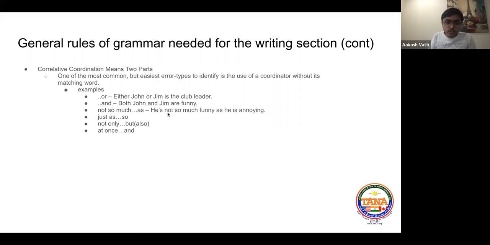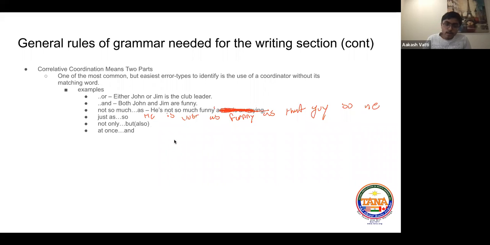See, if you just have "not so much," he's not so much funny, and you just don't have the matching part, the sentence doesn't make sense because you're implying there's something else that's happening. Same with "just as" and "so." If you have a sentence, say, he's just as funny as that guy. So he does this. This makes sense. If you just have "just as," it doesn't really make as much sense.